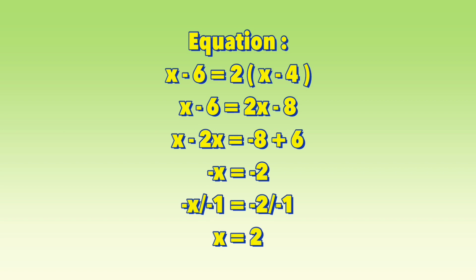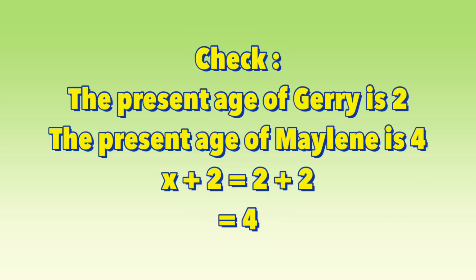If we are going to check, the percentage of zero is 2. The percentage of million is 4. It came from x plus 2 equals 2 plus 2 equals 4.